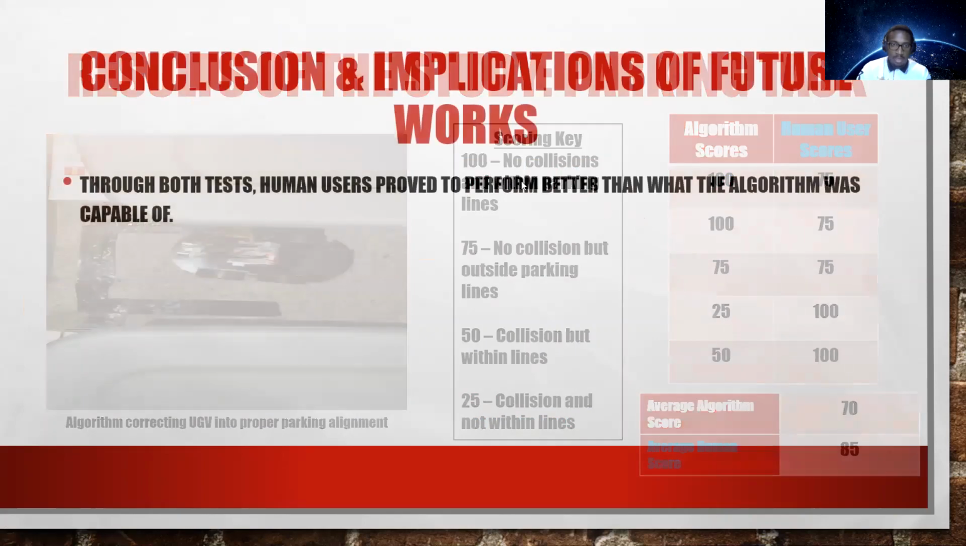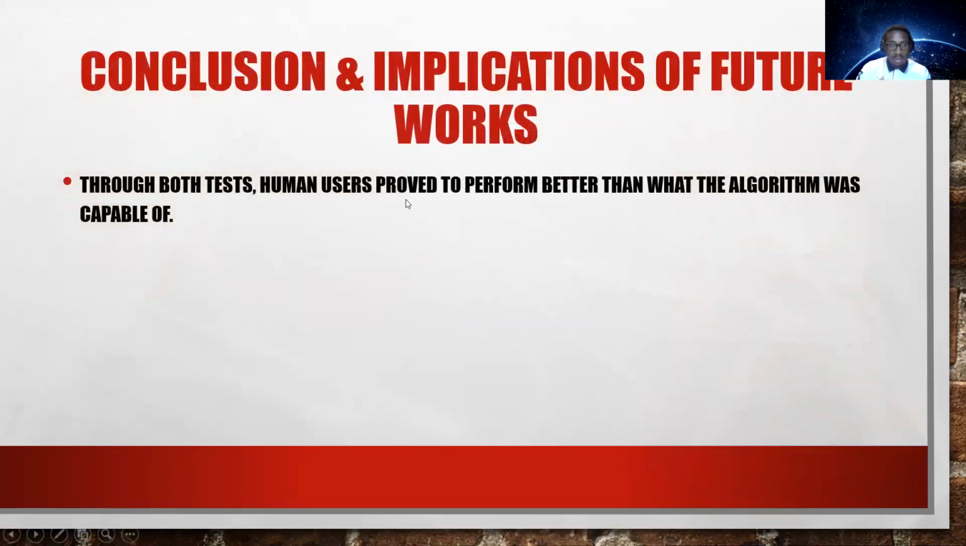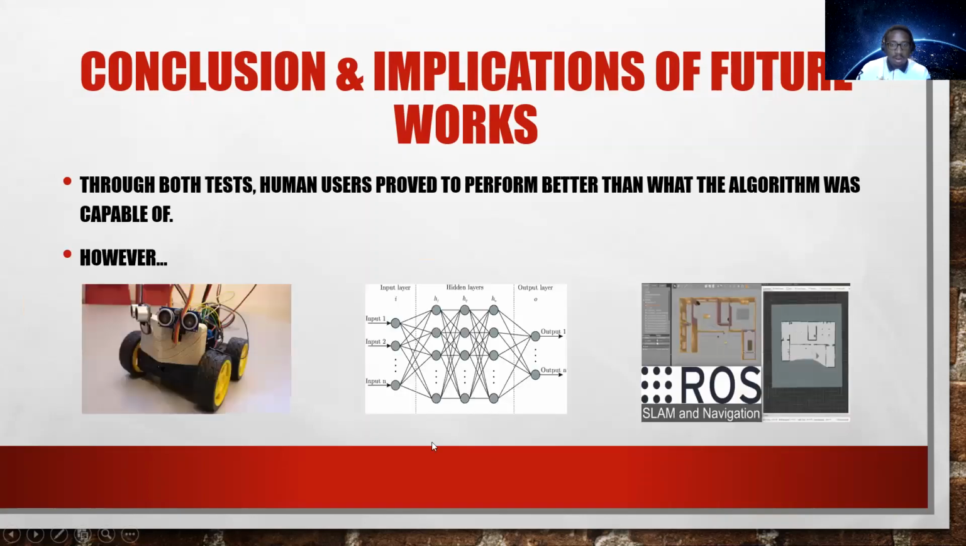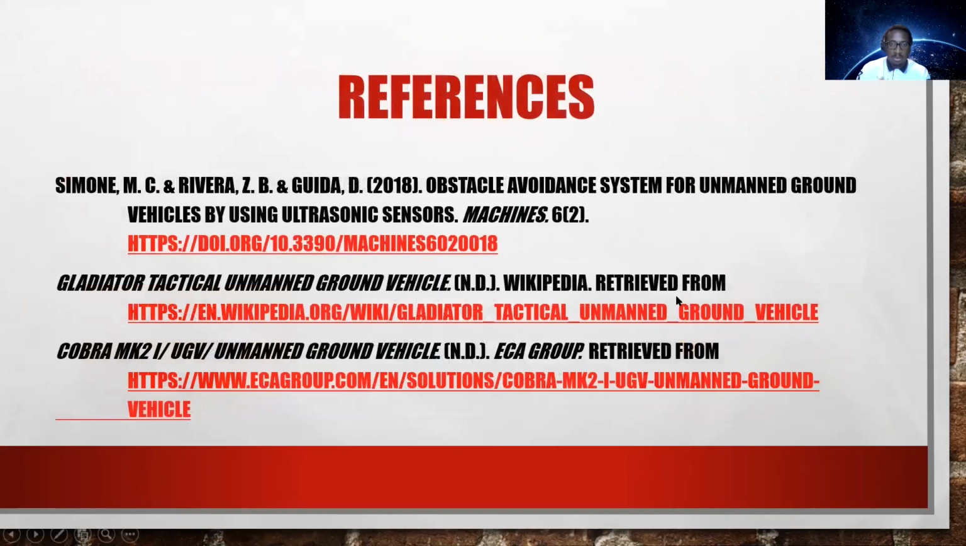And going past this, as you can see, through both tests, the human users performed better than the algorithm was capable of. However, there are different avenues that I could take going forward with this whole experiment. One is including another ultrasonic sensor in order to better scan the environment. Another is using different neural networks and also ROS in order to better picture the data. But yeah, so those could be the future works, and these are my references.